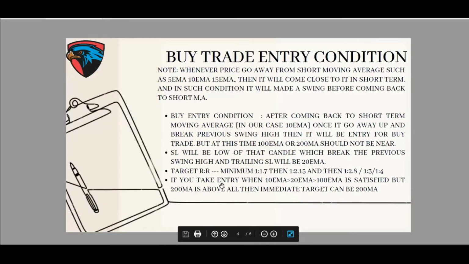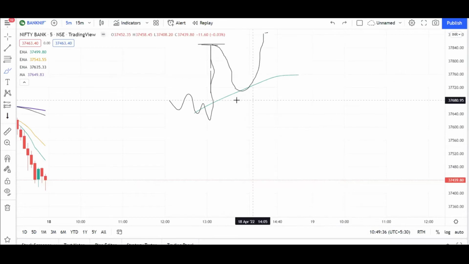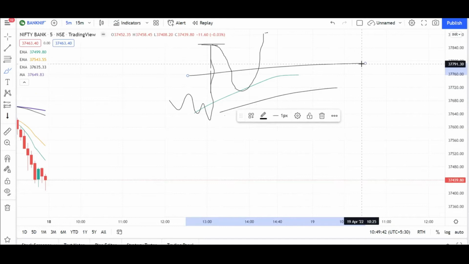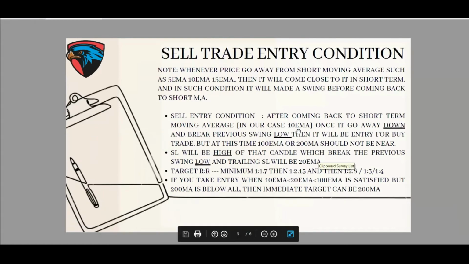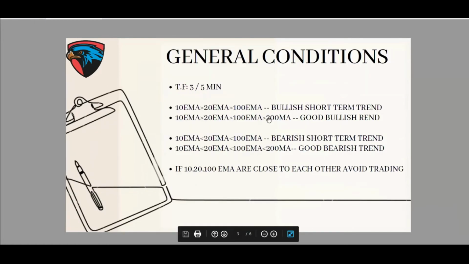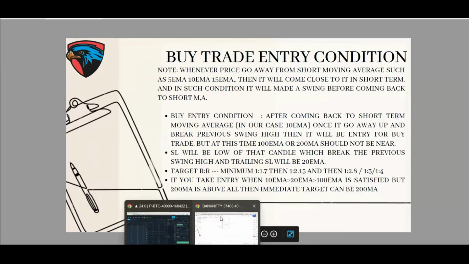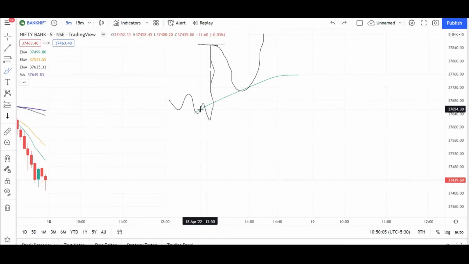But in that, we also have to check that the 10 EMA, 20 EMA, and 100 EMA condition has to be met. Otherwise not. We will not take the trade if your 10 EMA is here, your 20 EMA is here, but the 200 or 100 EMA is here. So this is not a satisfied condition, and we will not take the trade on this swing high breakout. We will only take it if the 10, 20, 100 exponential average buy condition has been satisfied, and then we will take the buy trade once the swing high has been taken out.